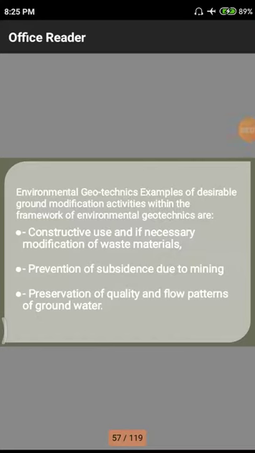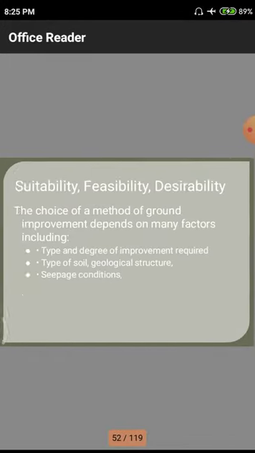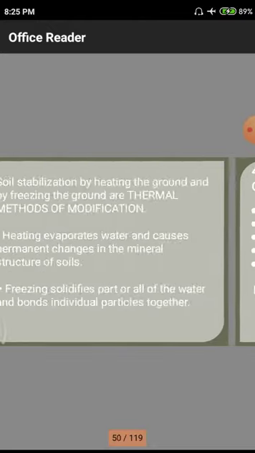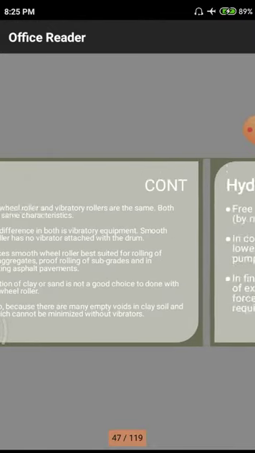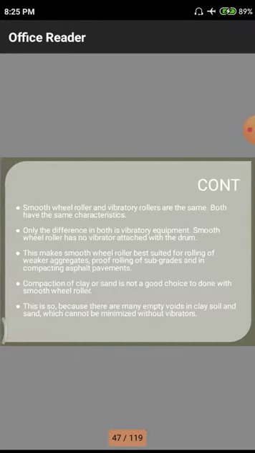Today we will discuss geotechnical examples for ground improvement techniques. In the previous class, we discussed different kinds of rollers. That means five rollers and their types and the different kinds of modification. These are the different kinds of roller: flat tire roller, smooth wheeled roller, sheep foot roller, and other vibratory rollers.